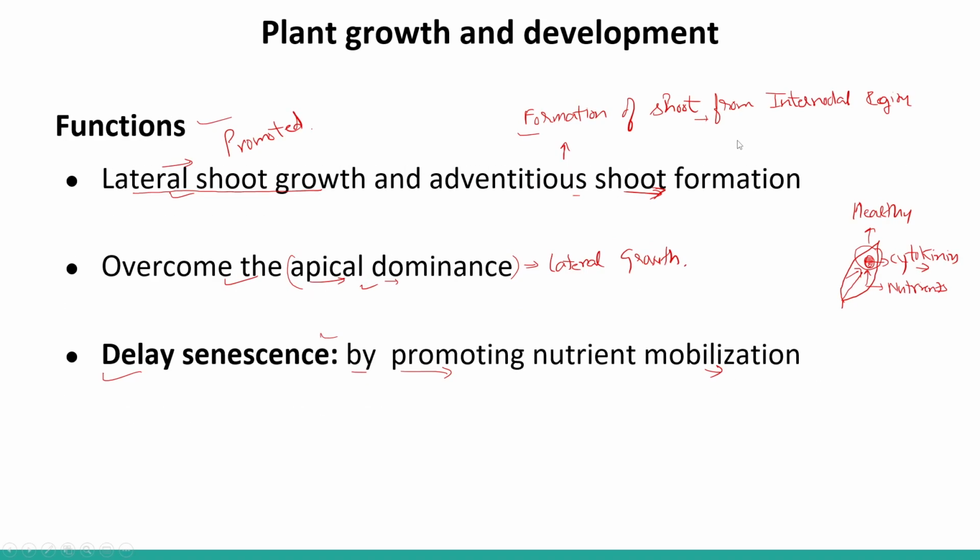So this was the end of this lecture. We have discussed the discovery and the functions of the plant growth promoters: auxin, gibberellic acid and cytokinin. We will discuss the plant growth inhibitor hormone, abscisic acid, and then ethylene and the rest of the topics in the next lecture.